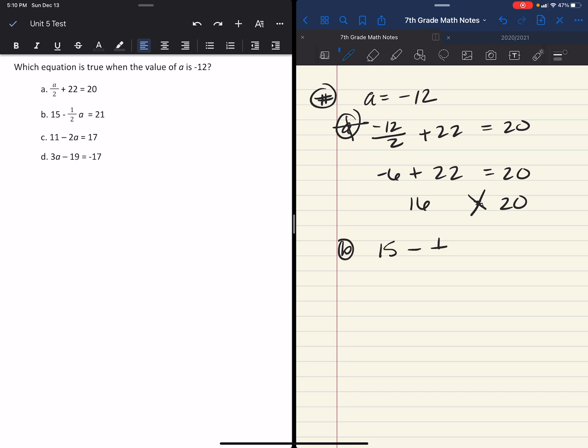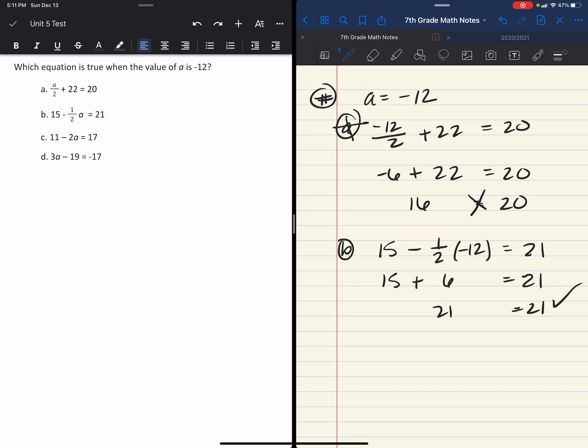15 minus half of A, and instead of writing A, I'm writing negative 12, right? Equals 21. So order of operations, let's multiply negative half times negative 12 first. Negative half times negative 12, I know half of 12 is 6, and then negative times a negative is a positive. So negative half times negative 12 is positive 6. 15 plus 6 does come out to 21, and 21 does equal 21.